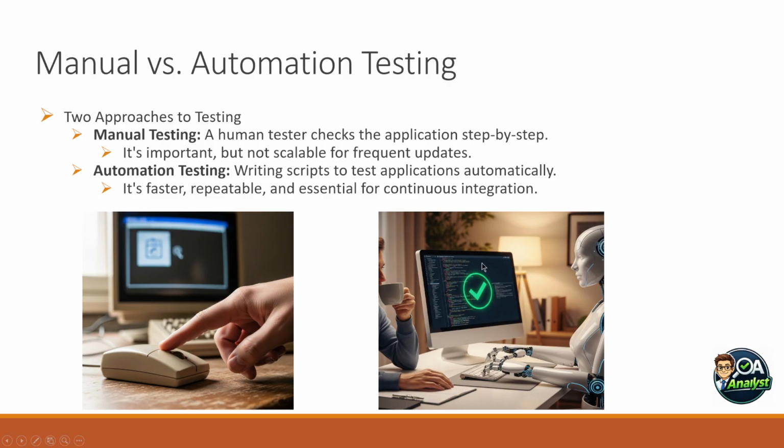Automation testing means writing scripts to test applications automatically. It's faster, repeatable, and perfect for continuous integration pipelines. If you have heard of DevOps or Agile, automation is at the heart of it.